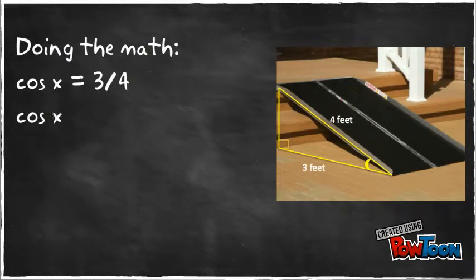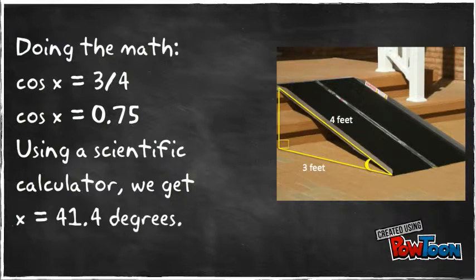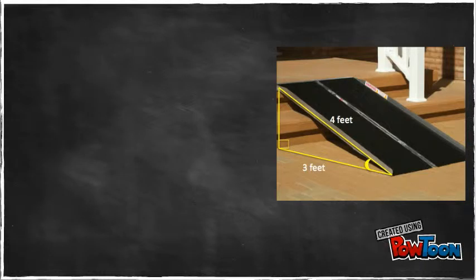Now it's time to do the math. Since we don't know our angle, we'll call it x. We need to find the cosine of x, which is equal to 3 over 4. We use a scientific calculator, and we find that x equals 41.4 degrees.